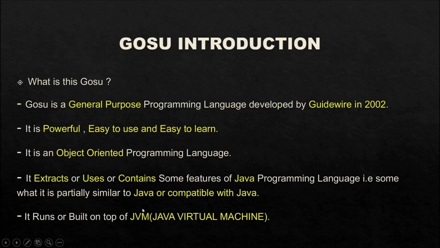In our coding development part, we can use Java libraries or Java existing libraries or Java data types or Java features in this Gosu development part. So this is very close to Java programming language. And coming to its execution part, this programming language runs or is built on top of Java virtual machine. Here Java virtual machine is nothing but interpreter where this Java code will execute. So in the similar way, it is very much close to Java, right? So we can also execute this Gosu programming language in Java virtual machine.